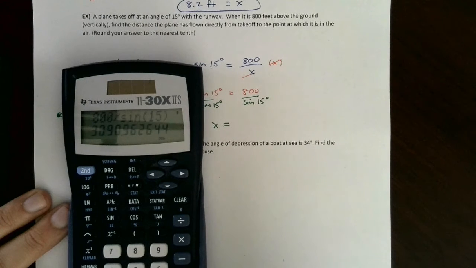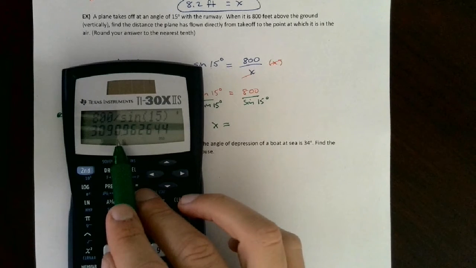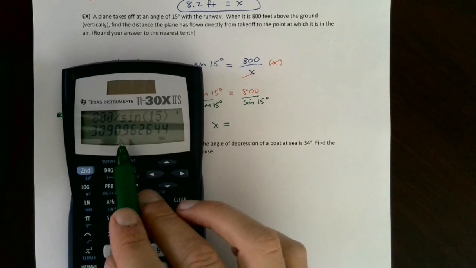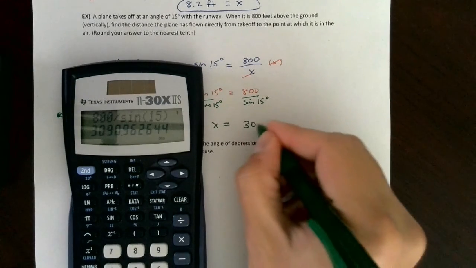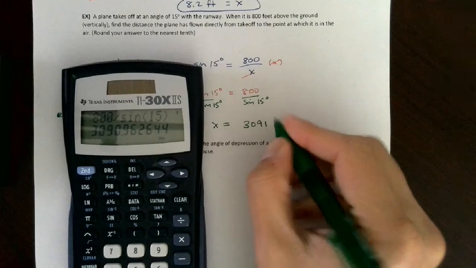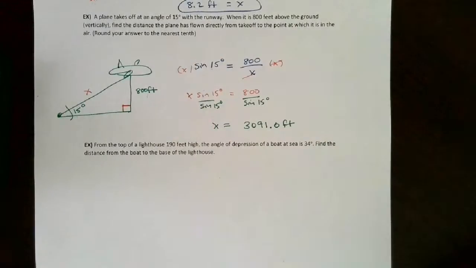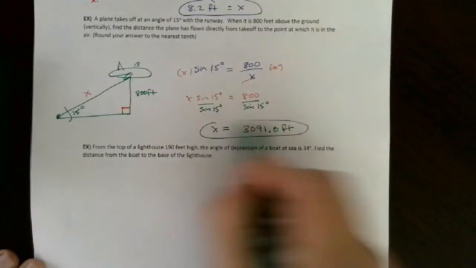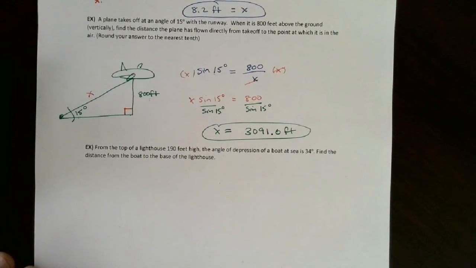Make sure your calculator's in degree mode. And we got 3090.96. That 6 will round that 9 up, the next decimal will be a 0, and then it's going to be a 1. So 3091.0 feet. Right, that's rounding to the nearest tenth. So the plane has flown 3091.0 feet.